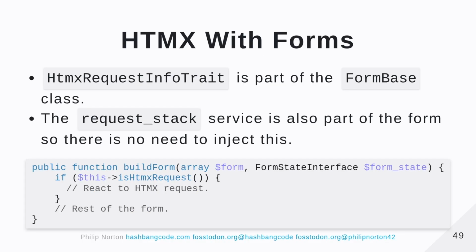And the request info trait is part of the form base as well, so we don't need to specially include that. We just get it for free. So at the top of your build form, you can do stuff with the HTMX request, and then build the rest of the form.